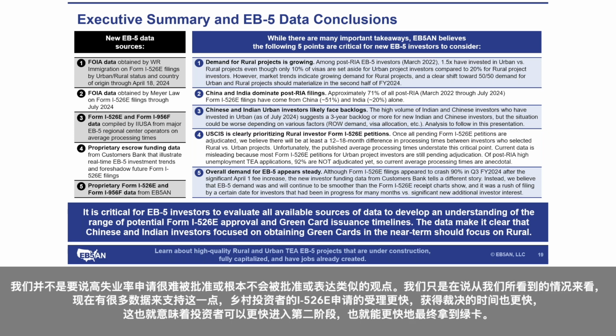It's not to say that a high unemployment application will not be approved or won't be approved at all or anything like that. It's just saying that clearly from what we've seen, and there's a lot of data now to support this, rural investor Form I-526Es are getting picked up faster, they're getting adjudicated faster, and ultimately that means you're now getting to the second part, which is getting your actual green card in hand faster.